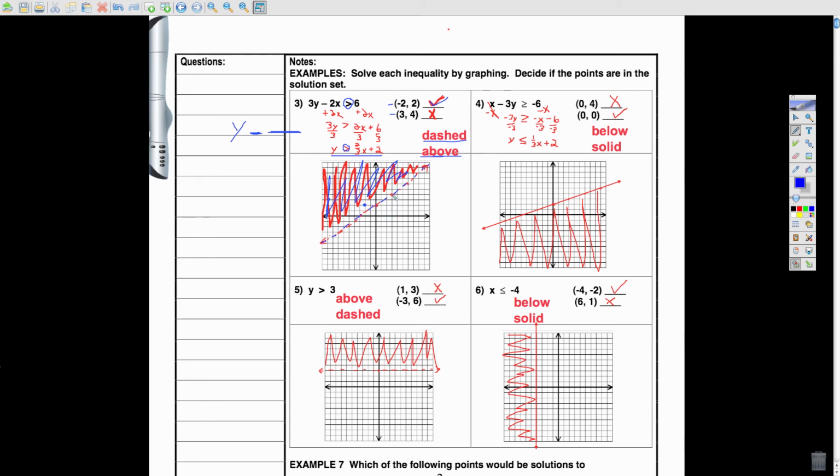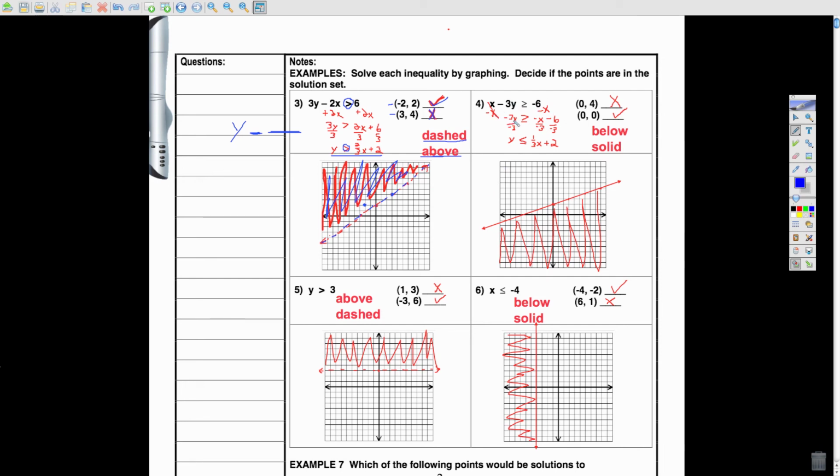3, 4. Okay, where's that? 1, 2, 3, 1, 2, 3, 4. Oh, that's right on the line. That's on the line that I drew. Well, if I look over here, my sign says greater than. It does not say greater than or equal to. And again, if it's on that line, it's equal to. So 3, 4 is not included. It's on the line, but it's not above the line.